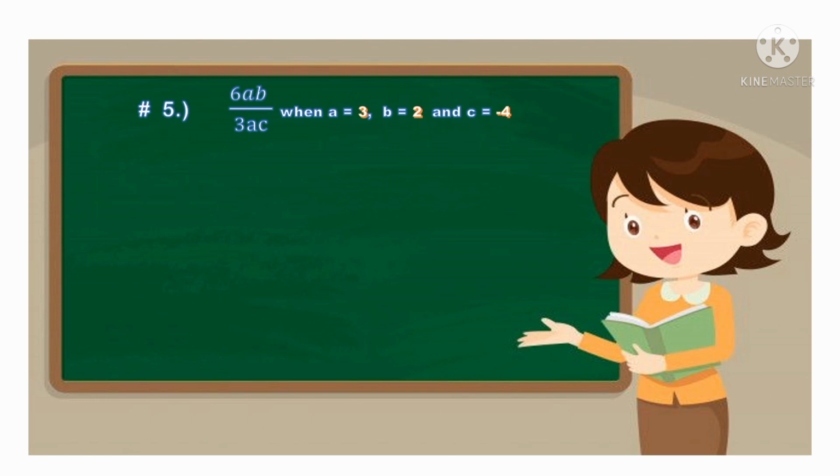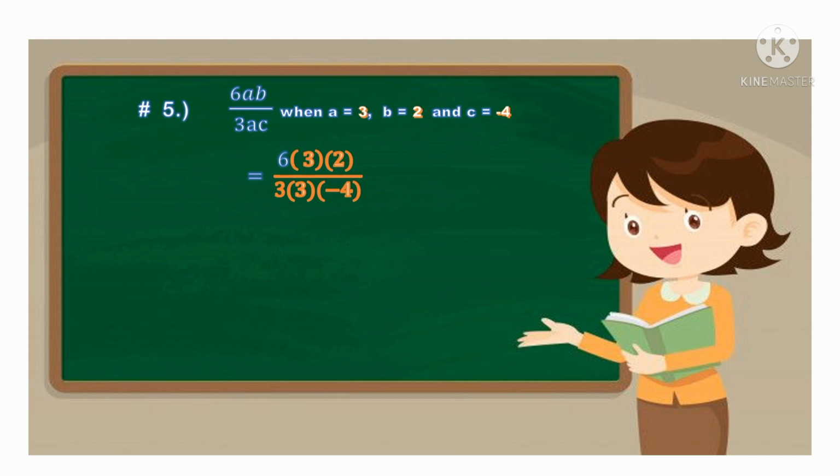So we have here example number 5. This is a fraction, so the same procedure as the previous one. We have to substitute the value of our variables. So copy this: 6ab over 3a. The 6 and 3 are already given, so you have to substitute the value of our a and b, and also in this one here, substitute the value of our a and c.